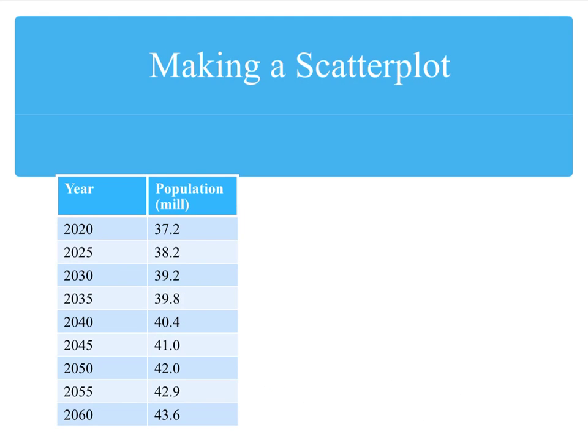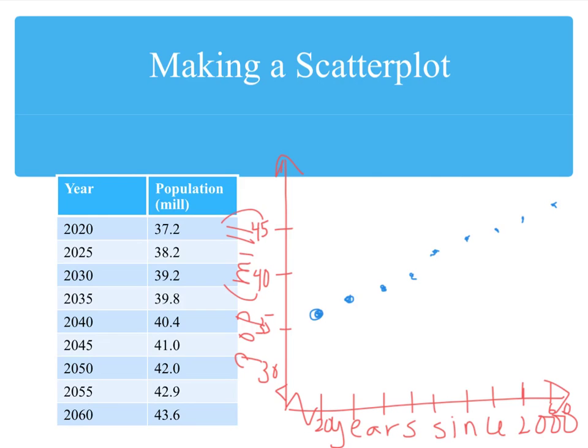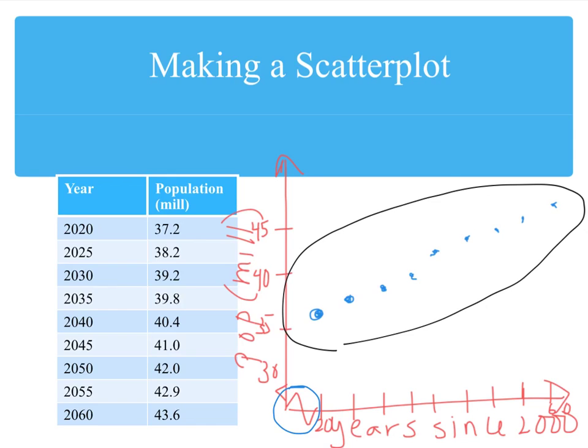Finally, I just want to review making a scatter plot with you. Making a scatter plot's not going to be any different than graphing points for a line. So I'm going to go ahead and put the years since 2000 running along the x-axis. I use this mark here to show that there's a little break in the data because I'm starting all the way at 20. Then along the y-axis I've got the population in millions. And each of the points that you see here on the graph corresponds to a point that you see on the table. And that's all you need to do to make a scatter plot.